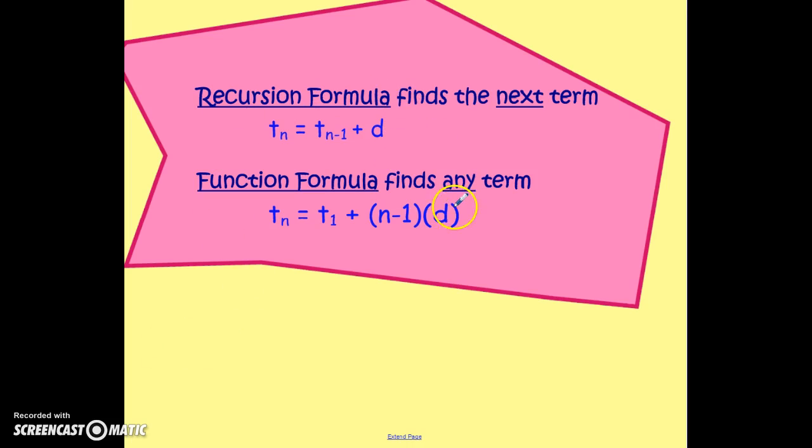So here's my 2 formulas. You should already have them written down. Just so that you know, this set of parentheses and this set of parentheses might be switched. So I believe on the last slide the D was first and then the n-1. It doesn't matter because when you're multiplying, you can multiply in any order. So sometimes your formula might look like this and sometimes it might have the D first. Just keep that in mind.